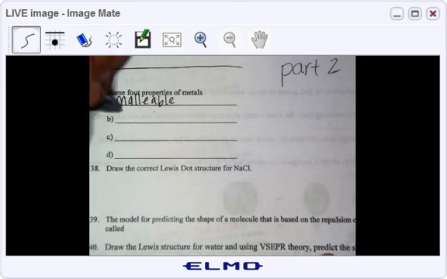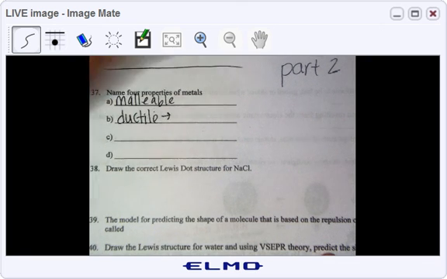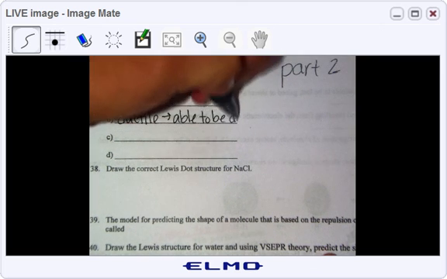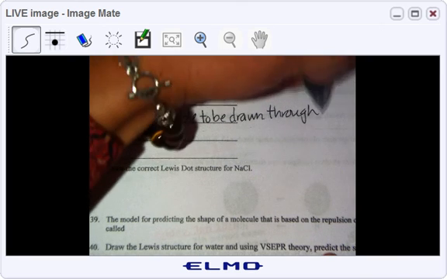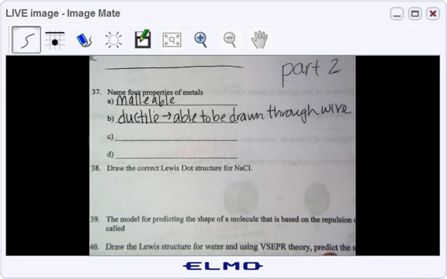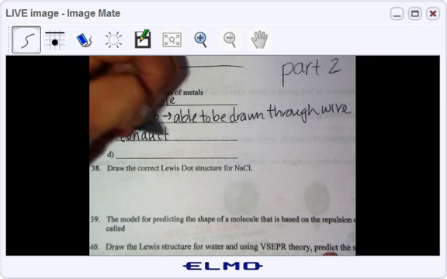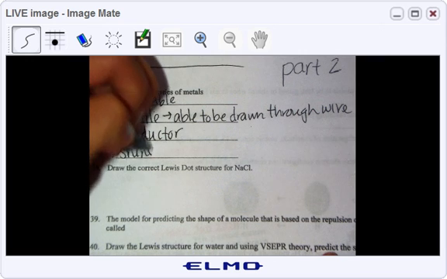The next one, ductile. What ductile means is able to be drawn through wire. Can anyone list another property of a metal? A good conductor. Good job. Generally, they're shiny as well.